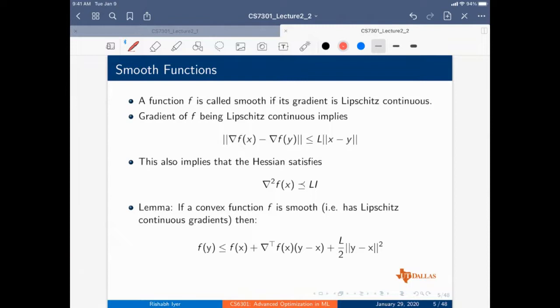Okay, so interestingly, what this basically proves now is that if a function f is smooth, that is, it has Lipschitz continuous gradients, then we actually have a quadratic upper bound on f. This means that f of y is less than or equal to f of x plus the gradient of f of x transpose (y minus x) plus L by 2 times the norm of y minus x squared.